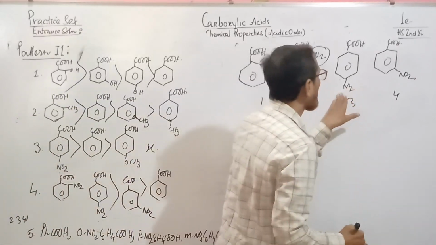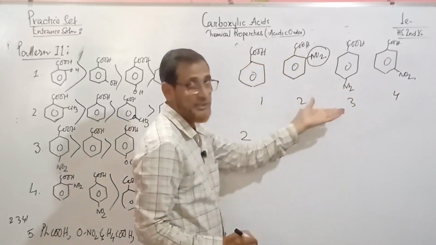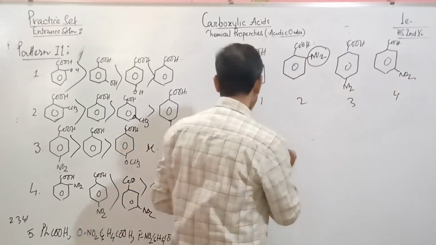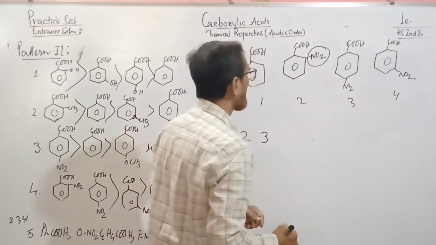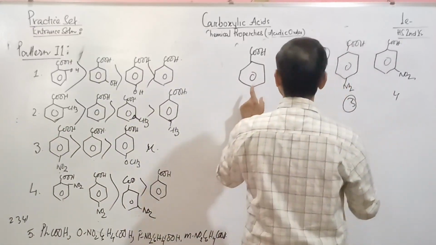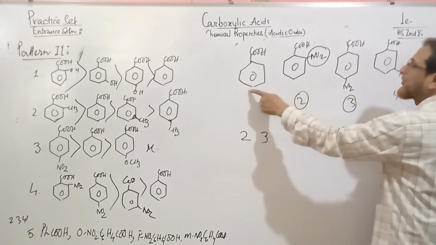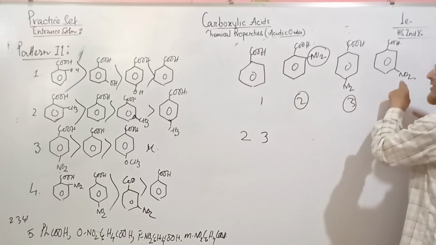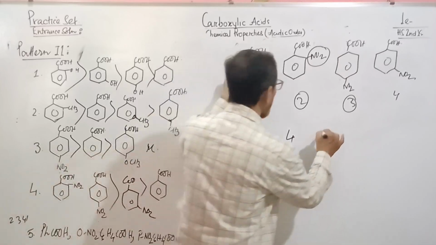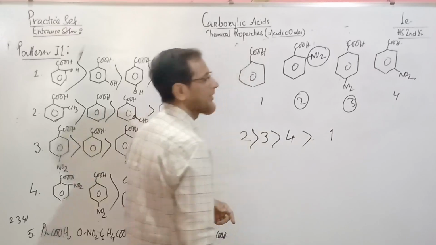Then you come to para and meta. The minus I effect in meta is more than para, so second is 3. So we have got 2 and 3. Now out of these two, in meta the nitro group is an electron withdrawing group, but there is no such electron withdrawing group in the remaining one, so the effect is less, but it has some effect. So next one is 4, and the least one, where there is no electron withdrawing group, is 1. So the order is like this.